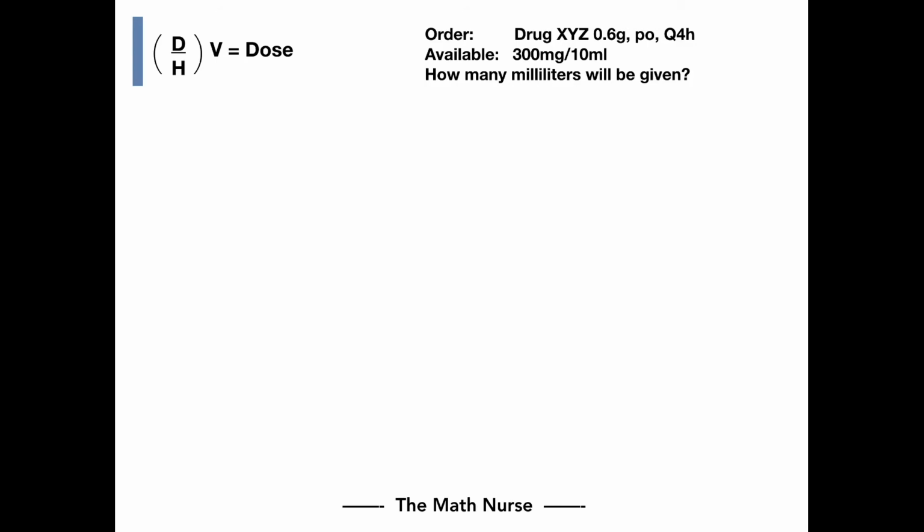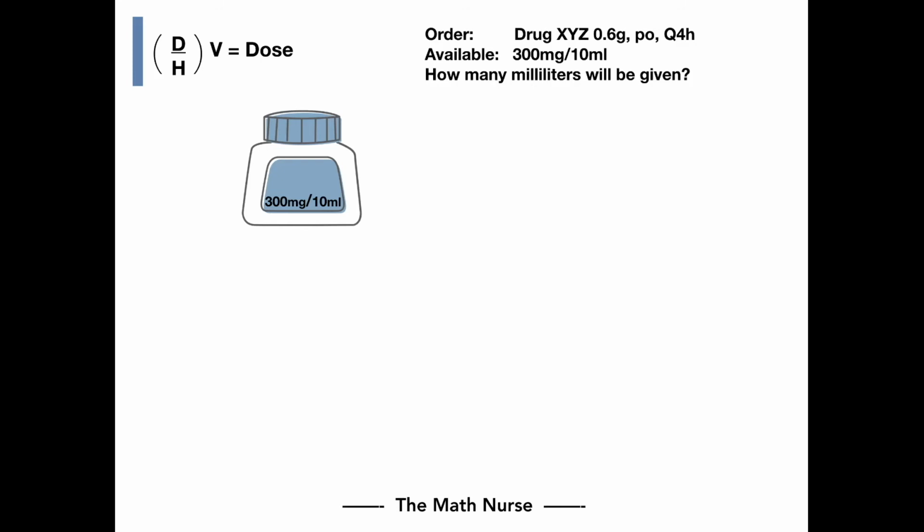So one thing you'll have to ask yourself is, what do you want the equation in? Do you want it in grams or do you want it in milligrams? For me, I like to switch the order to what I have on hand. So that's what we're going to do with this problem. We have grams in our order, but I'm going to switch that to milligrams, because that's what I have on hand. That's what I physically have to give the patient. I have 300 milligrams for every 10 milliliters.